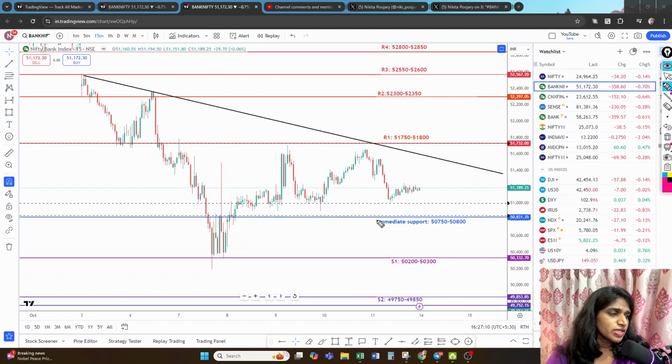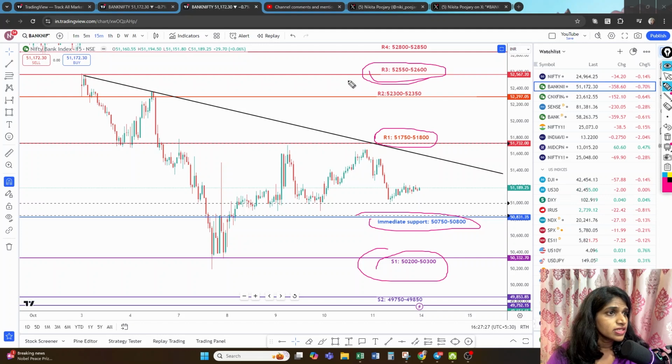For an immediate scalp, if this level gets taken out, which is 5750 or 5800, one can play for levels up till 5200. And if this level, 51,800, gets taken out, then I am expecting the market to touch this level first: 52,600 or 52,550. We will see from there.